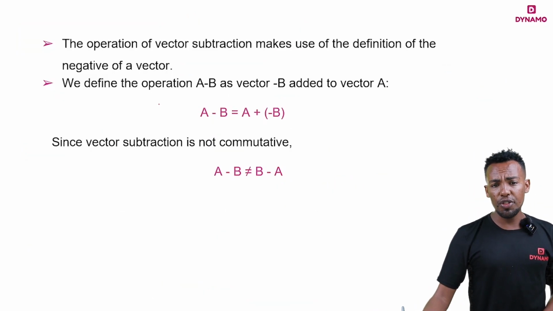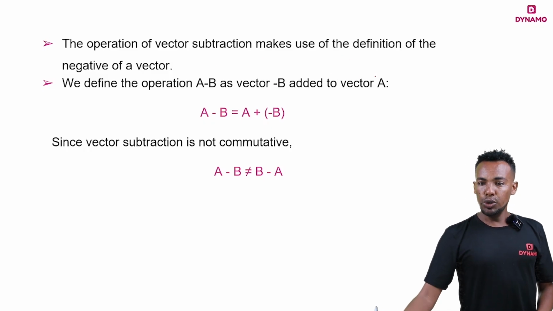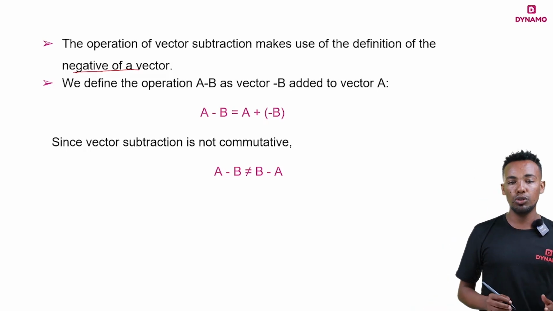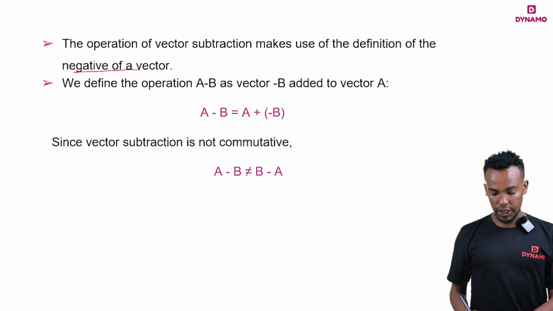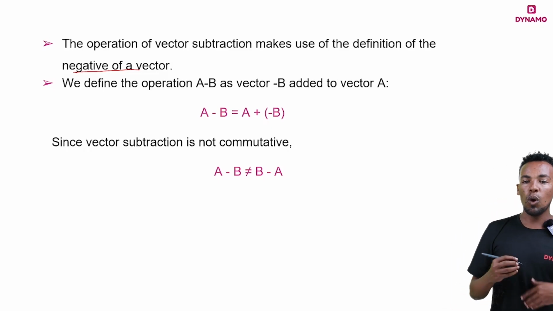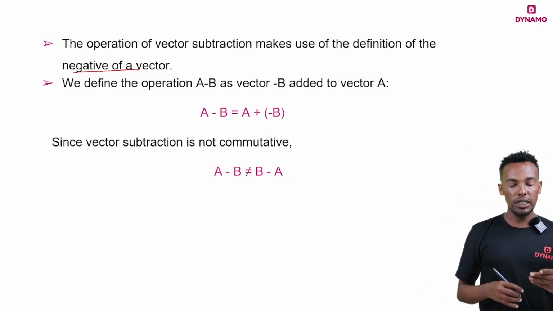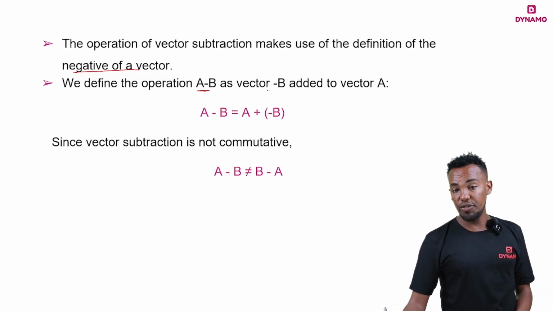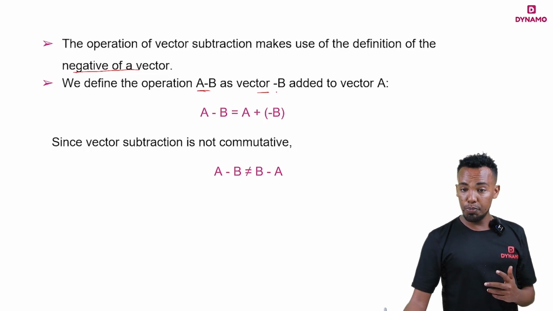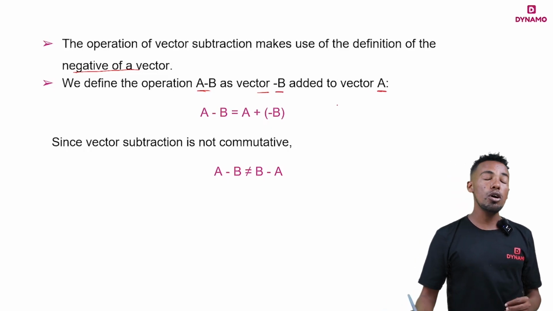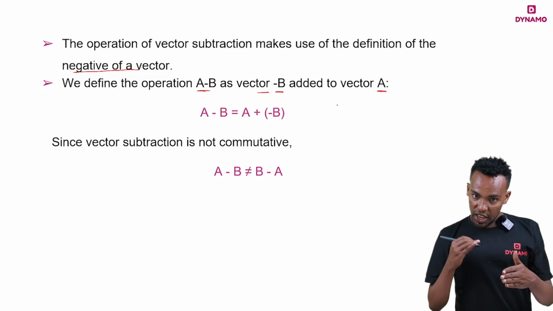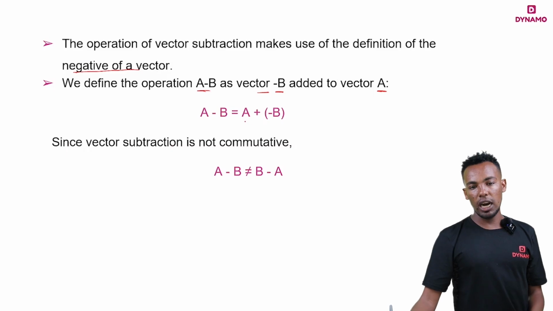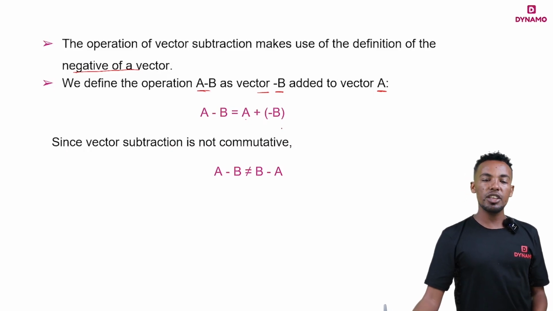The other operation, vector subtraction, makes use of the definition of what? The negative vector. Using the negative vector, we can define vector subtraction. We define the operation A minus B as the vector A added to minus of vector B, that is, the vector with the opposite direction to B. Therefore A minus B is equal to vector A plus minus of vector B.